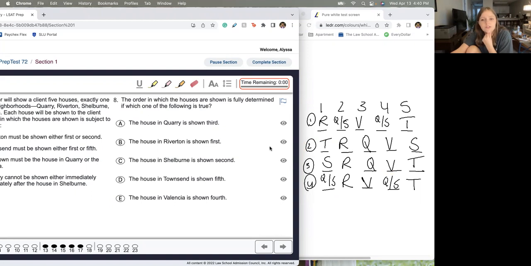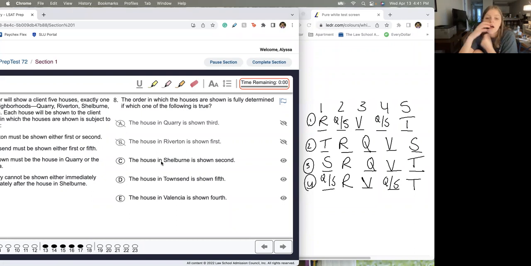The house in Riverton is shown first. Okay, if we go through our checklist, I like that it comes from one world. We only have one scenario where R is in that first spot. But as I said earlier, Q and S are flip-flopping. You can't tell me who's in that second spot. It's either going to be Q or it's going to be S. So we can eliminate that one.